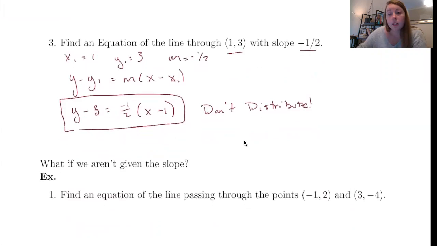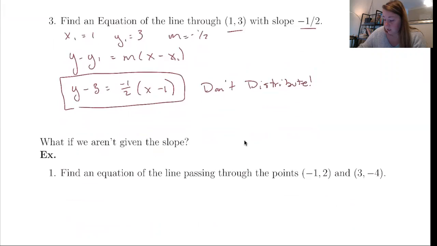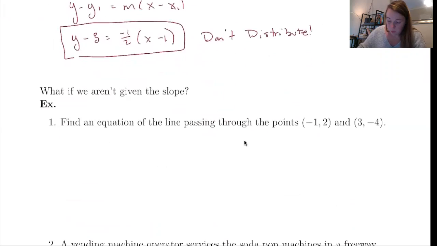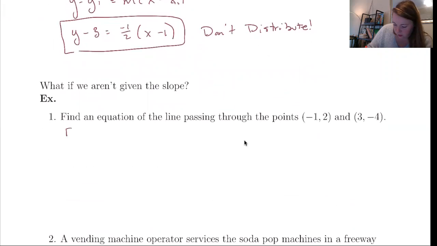So what if we aren't given a slope? I've kind of already said this. I spoiled it. We're just going to find the slope and choose whatever point you want. All right. So first, find the slope. So remember that m is going to be change in y over change in x.